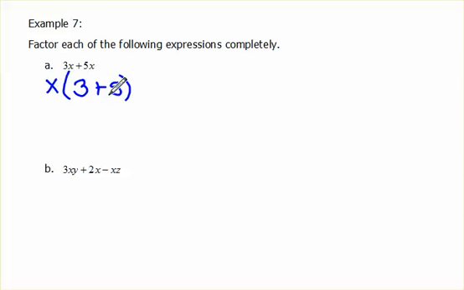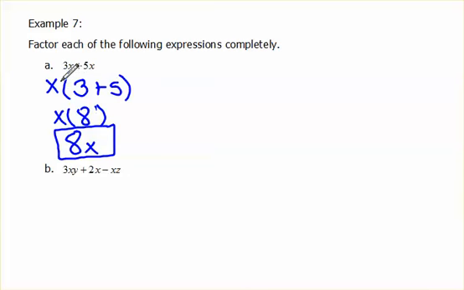The problem is that now you can actually do 3 plus 5, which would be 8. And we never write the variable and then the number. We always write the number and then the variable. So this would be the same thing as saying 8x. So that would be in its most simple form.